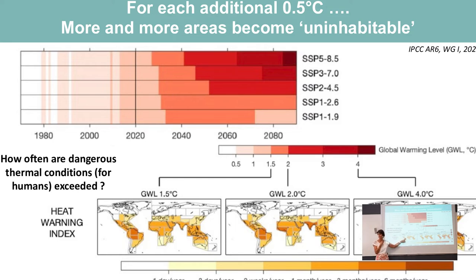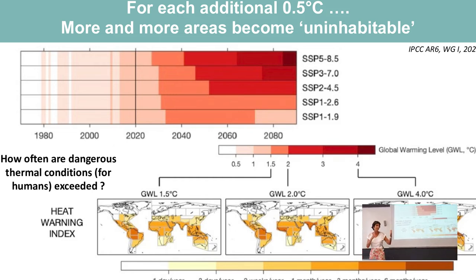in South America, in the Amazon. If you reach 2 degrees C of warming, these areas between 3 and 6 months are going to expand in Western Africa and in India. And if we reach 4 degrees of warming, you see that areas here in very dark brown are exceeding 6 months per year of intolerable conditions for humans. And that's really shocking because we live here in temperate conditions. So we are on the safe side. Not really safe, but still.